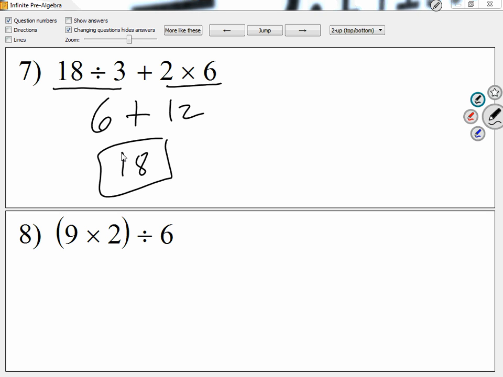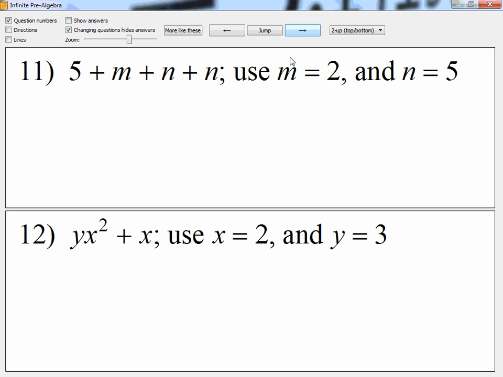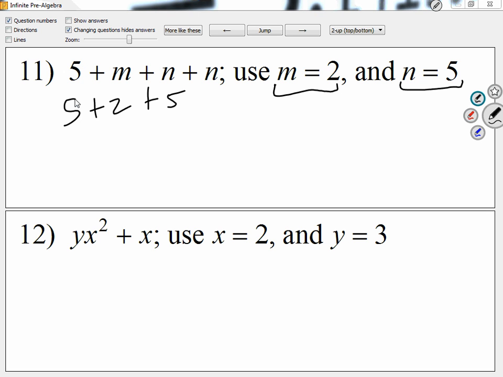Any other questions from the front? Now let me flip the page. Let me take a look at number 11. Instead of n, I'm going to use a 2. Instead of an n, I'm going to use a 5. So let me write this as 5 plus 2 plus 5 plus 5.